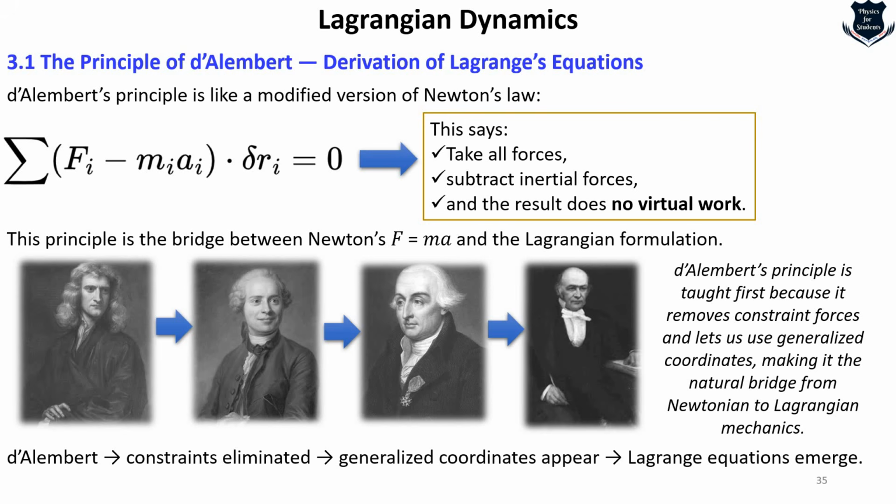We can also say that real forces plus motion resistance, which means inertia, must balance out when tested against allowed tiny motions. So now the question is why it is taught in Lagrangian mechanics. Because it removes constraint forces. It turns Newton's second law into a form that works well with virtual displacements. It provides the bridge from Newton's law to Lagrangian, the Euler-Lagrange equations, and a lot more.